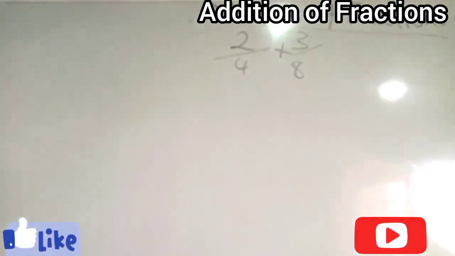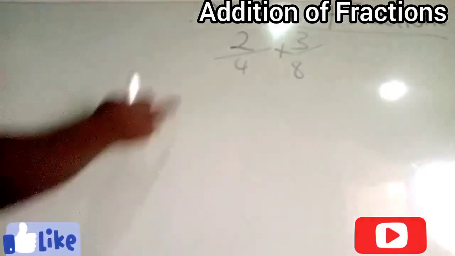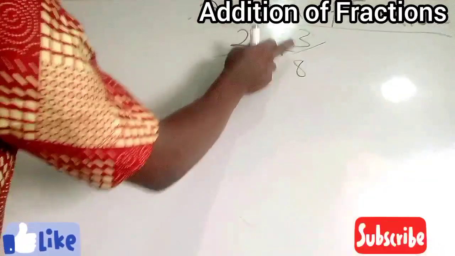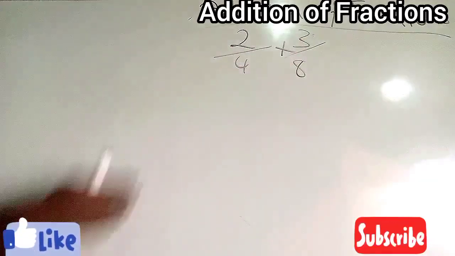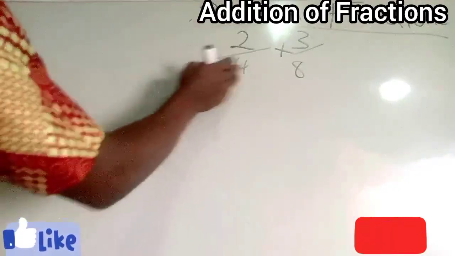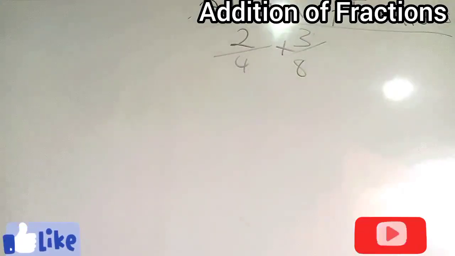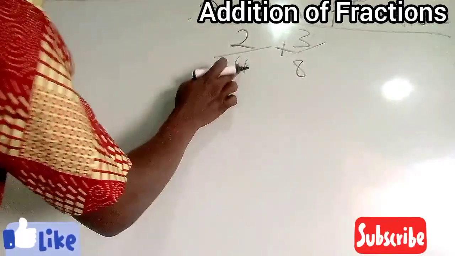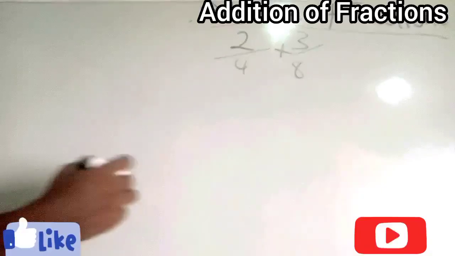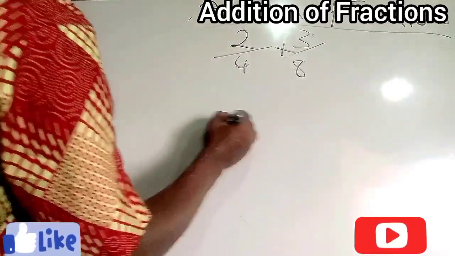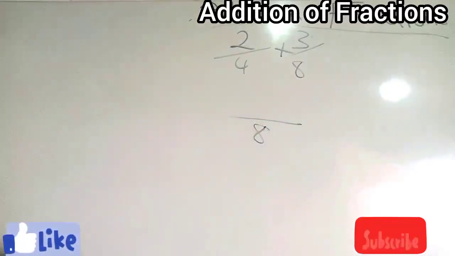We have example 2 on the board. Example 2 is 2 over 4 plus 3 over 8. Okay, 2 out of 4 plus 3 out of 8. How do you add these two fractions? The first thing you do as usual is to find the LCM. What's the LCM for 4 and 8? The lowest common multiple for these two is 8. So you have your 8 here.